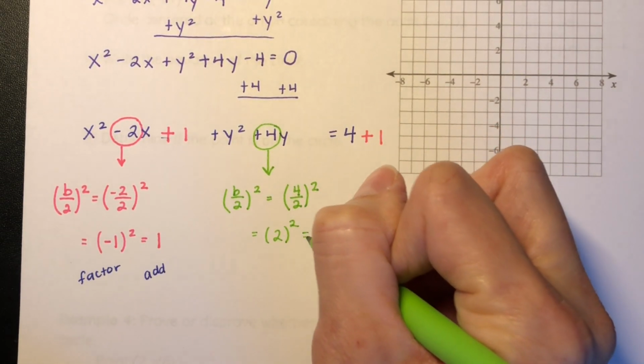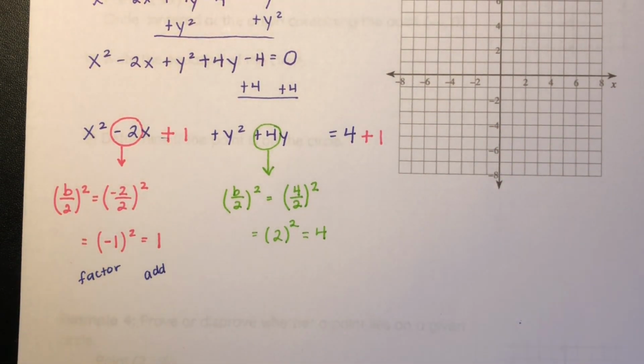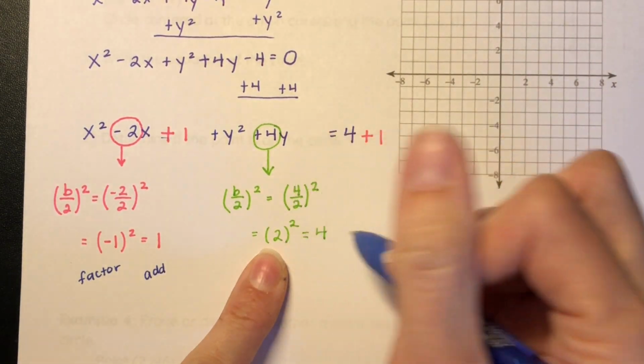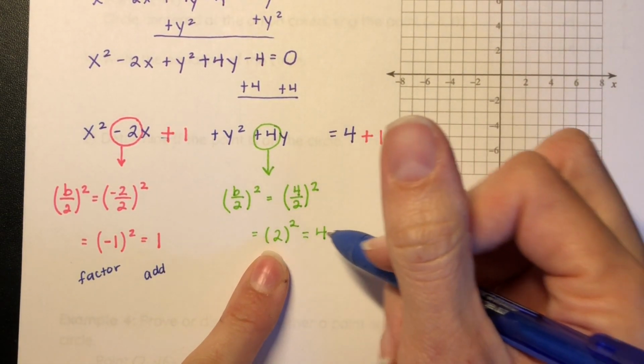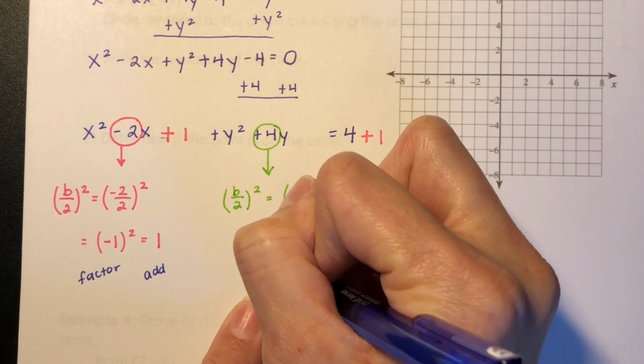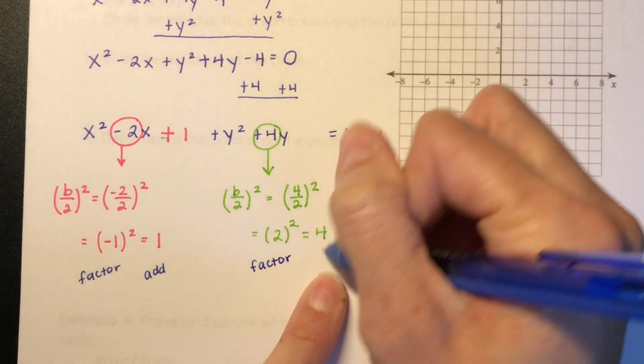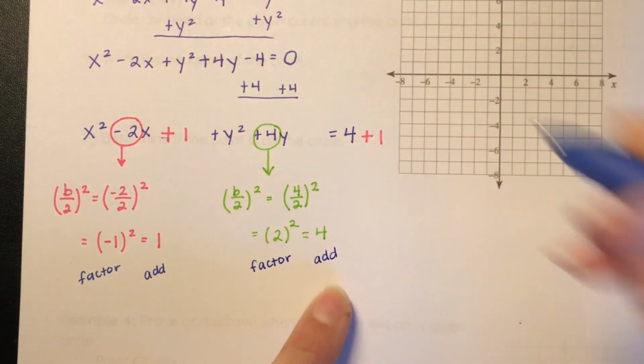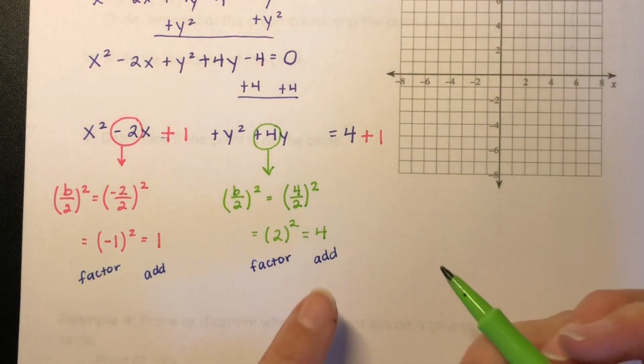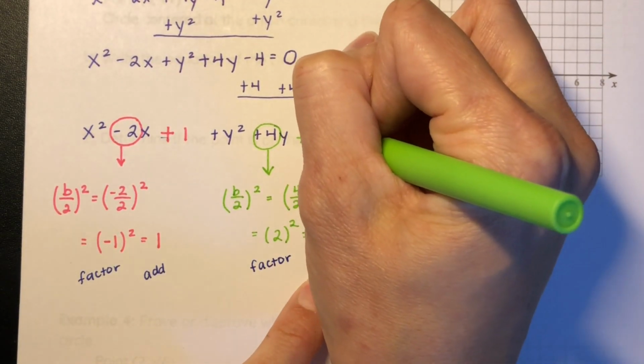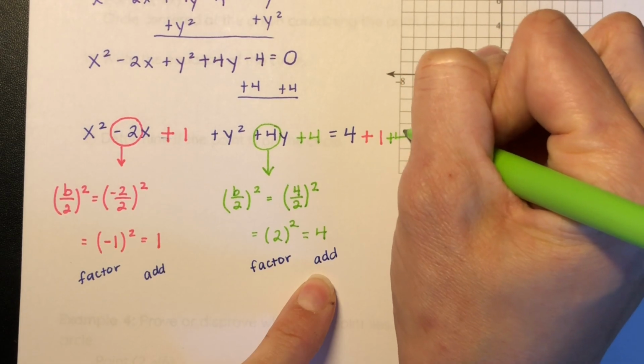And then 2 squared will equal 4. So remember, this value before we square it is what we use when we write it as a factor. And then our 4 is what we add to complete the square. I'm going to go ahead and add 4 to both sides.